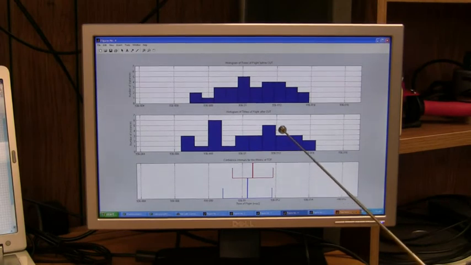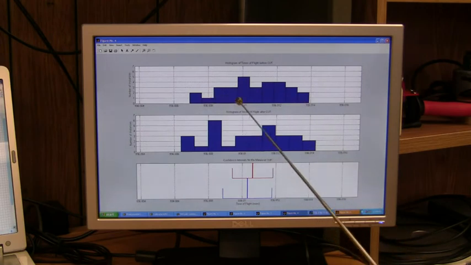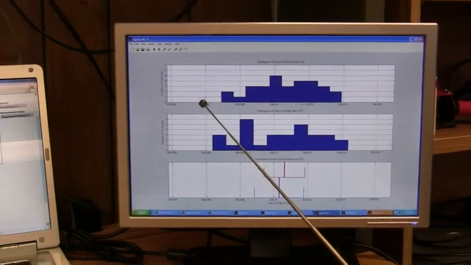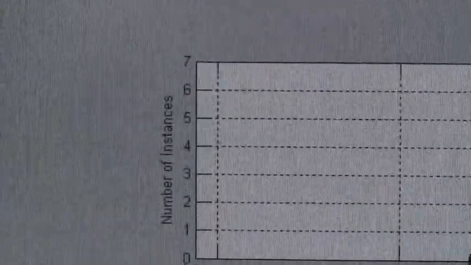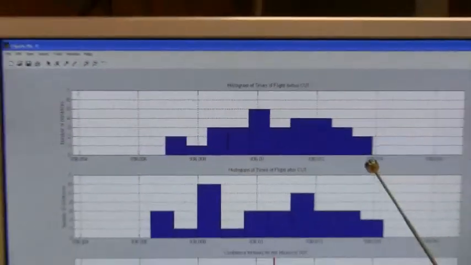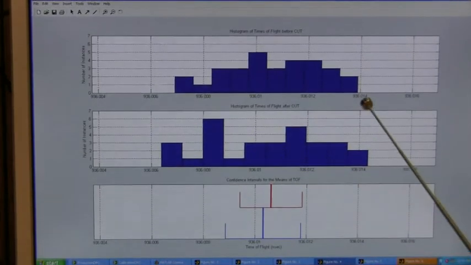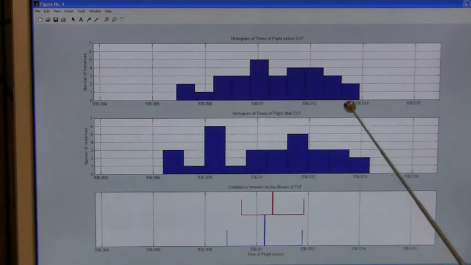This is another way of displaying the data that we just looked at. This is a histogram of the first 30 measurements, and this is a histogram of the second 30 measurements. If you look at the horizontal axis, the difference between this line and this line is 2 picoseconds. So you can see that the range here is something like 936.014, and over here that's 8, so that's 6 picoseconds between here and here.